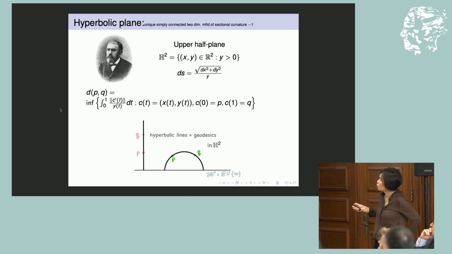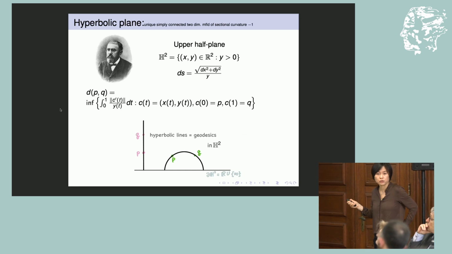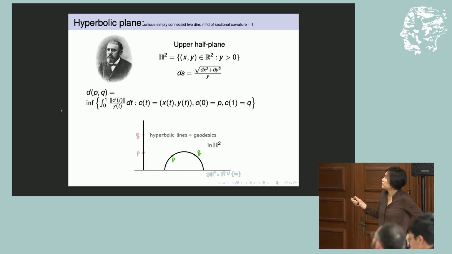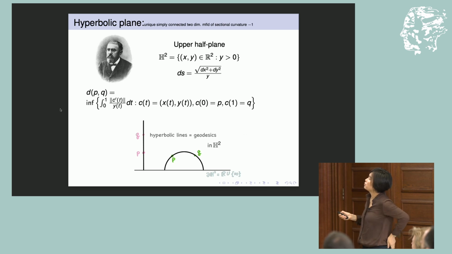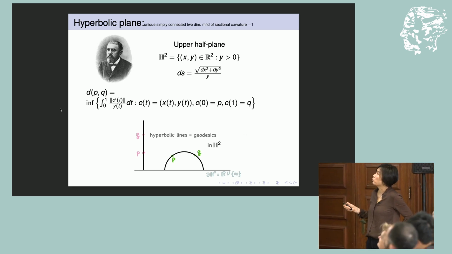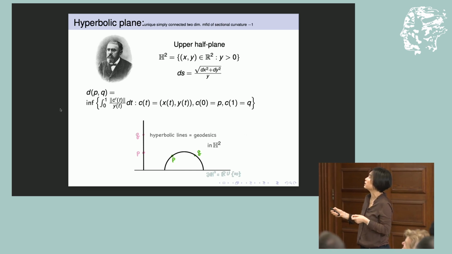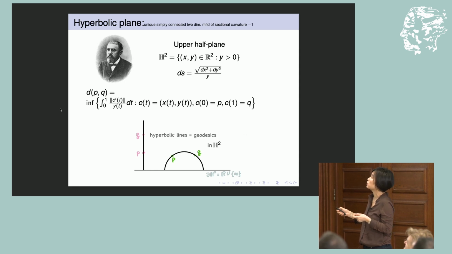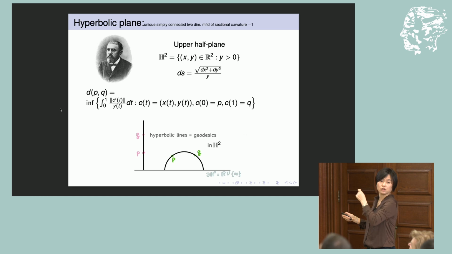So here's the picture. It's just open, and this line here is the boundary. It does not belong to H2. And the hyperbolic metric is given by the Euclidean metric divided by the second coordinate, the y coordinate. So what do I mean by this symbol? It means that for 2 points P and Q in H2, the distance between P and Q is computed in the following way. You consider all possible differentiable curves connecting P and Q, and then you look at the integral of this expression, which is the Euclidean norm of the derivative of the curve in t divided by the second coordinate of the curve. And then you look for the infimum of this quantity.